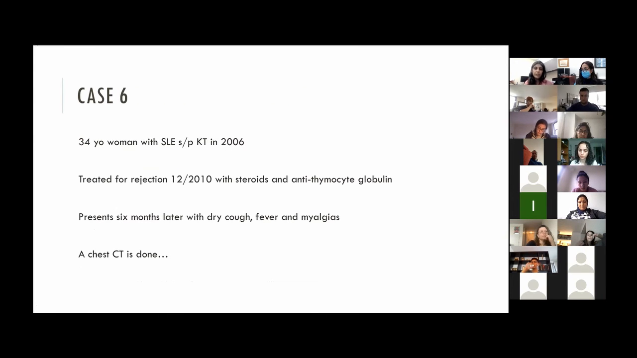So this is a patient who had lupus and then had a kidney transplant in 2006. She's 4 years out, but she's treated for rejection with T-cell depleting therapy, ATG, and steroids. And she presents 6 months later with cough, fever, myalgias, and this is her chest CT. Any thoughts on this case?